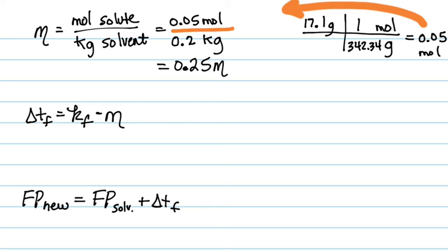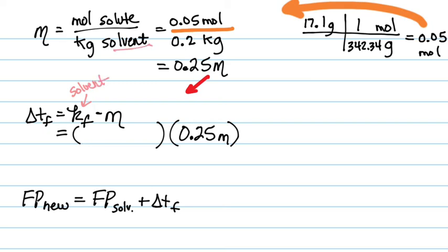So we can take that and plug it into the next step. Plug it in right down there. Our delta TF: molality again is 0.25. And if we look at our freezing point constant, it has to be the constant of your solvent. Again, solvent, solvent, solvent is water in this case. When I go look at my table, the freezing point constant for water is negative 1.86. So make sure that negative is there, and that is degrees Celsius over molality.